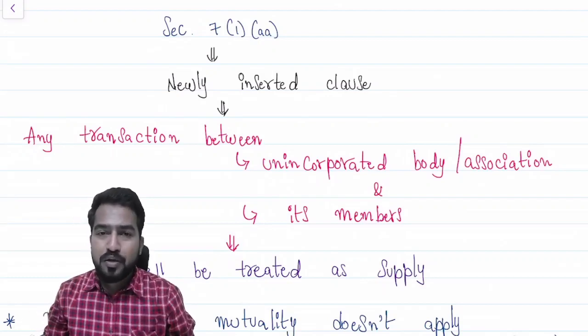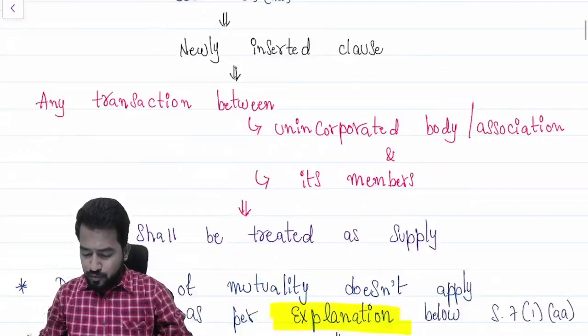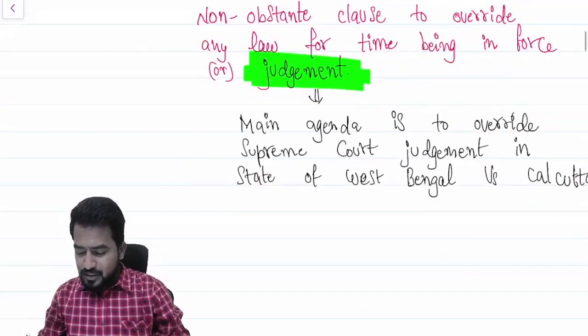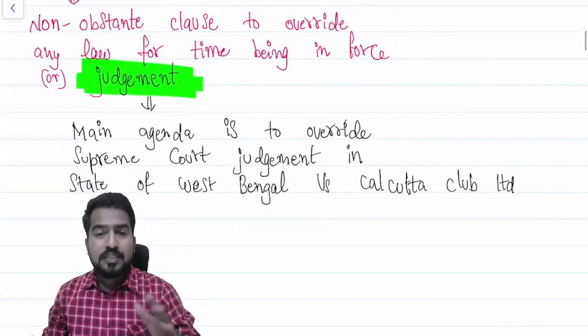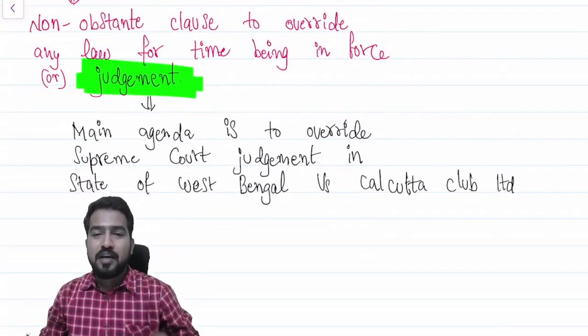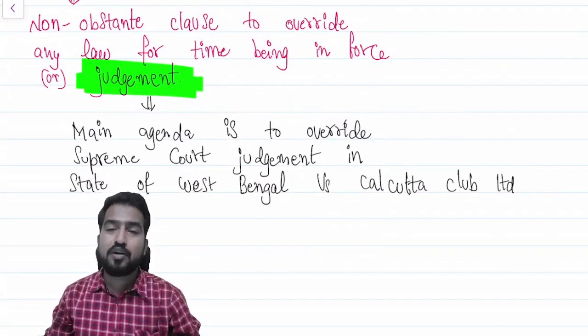But before going into the clause, please understand this clause is mainly aiming to override the judgment given by the Honorable Supreme Court in the case of State of West Bengal versus Calcutta Club Limited, my dear friends. So what is this particular clause all about?